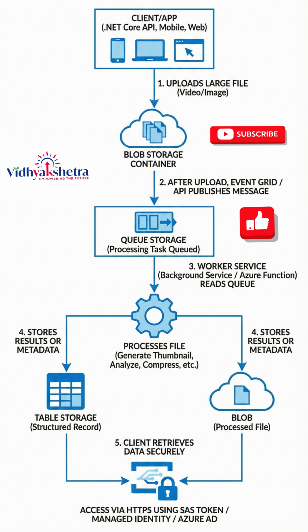Next comes the worker service layer, which could be a background service written in .NET Core or an Azure Function. The worker continuously monitors queue storage. When it finds a message, it retrieves the file from blob storage and begins processing. This processing may include generating thumbnails, compressing the file, analyzing content using AI, extracting metadata, or performing transformations.